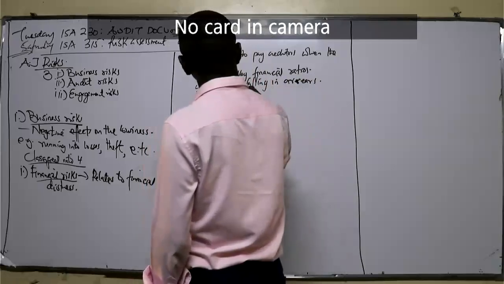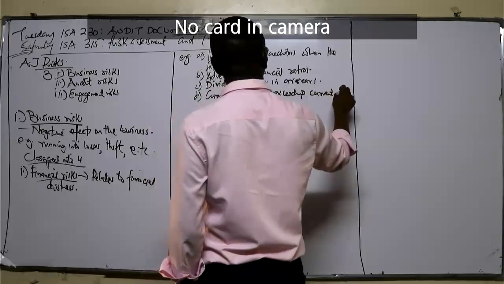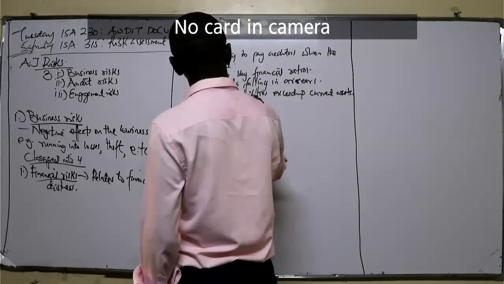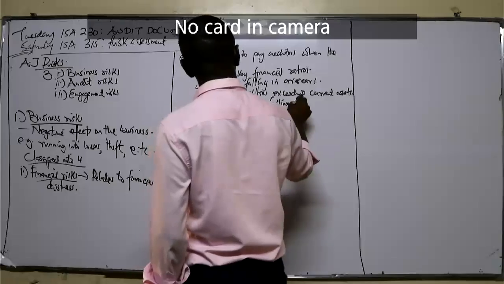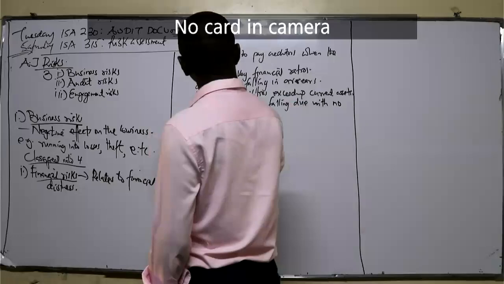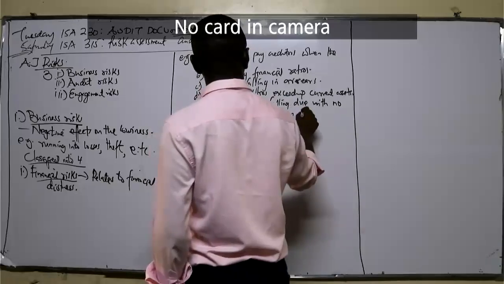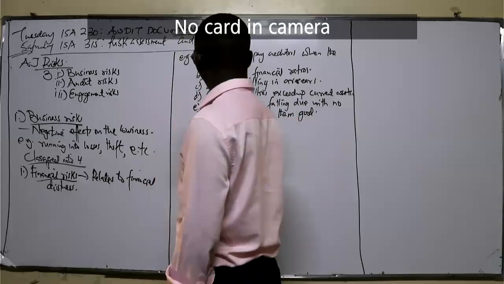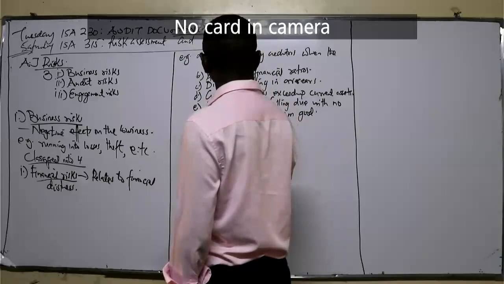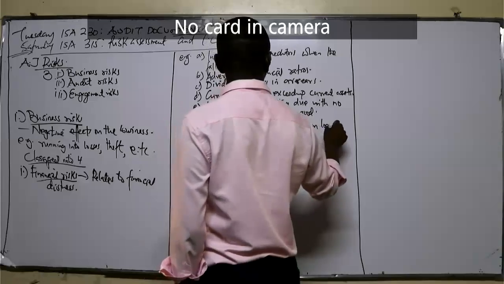D, current liabilities exceeding current assets. E, we even talk of long-term debts falling due with no prospects of making them good. F, over reliance on short-term loans.